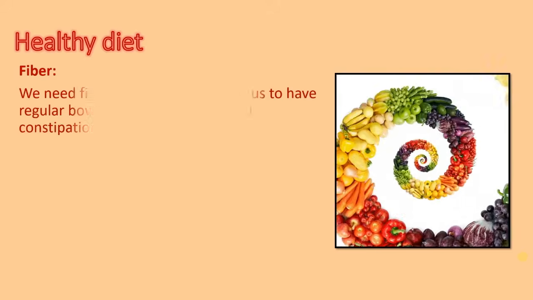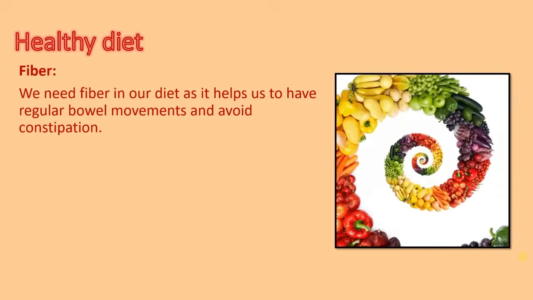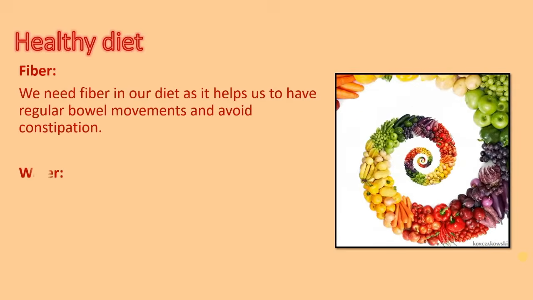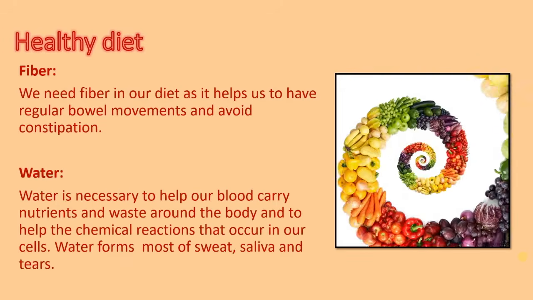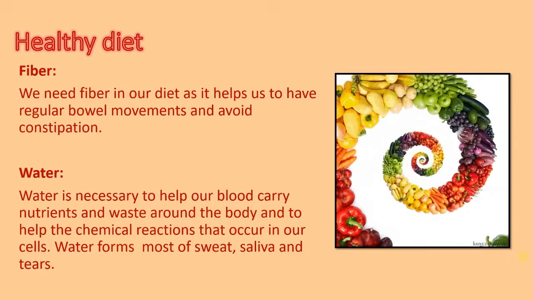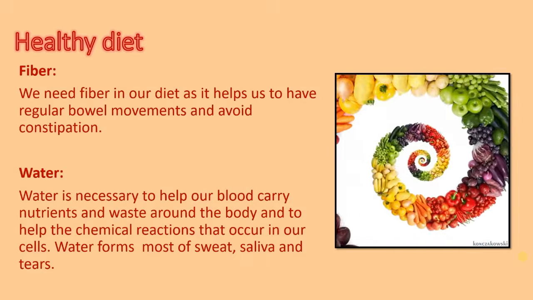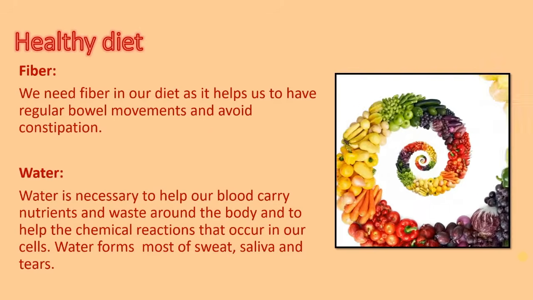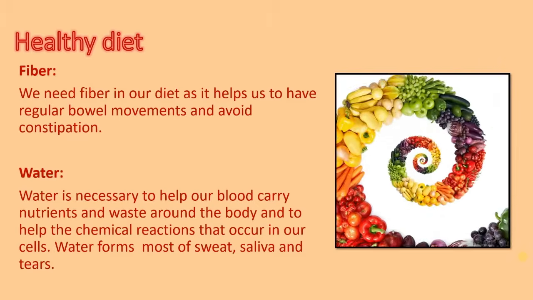You tend to figure out that you have a lack of salt when you get muscle cramps and aches. Then fiber is very important in our diet because it helps us with regular bowel movement and it avoids constipation. And then water. Water is one of the most important things we need for our body to be healthy. It transports and helps to carry nutrients and waste products throughout the body.